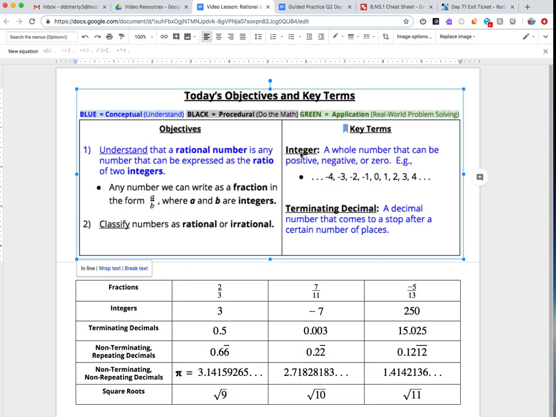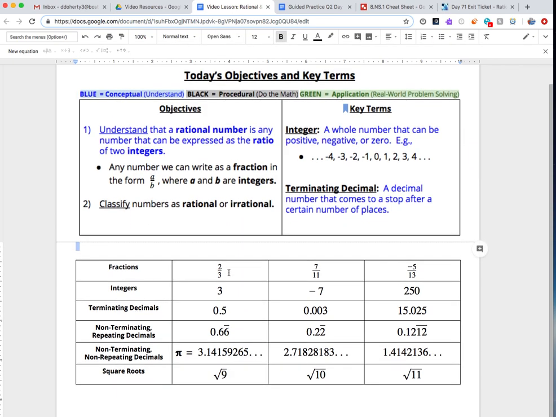We know from Monday that an integer is a whole number that could be positive, negative, or zero, and here's an example of a bunch of them. Our job today, once we understand this definition, is going to be classifying numbers as rational. Do they meet this definition? Can they be rewritten as a fraction? Or are they irrational? Is there no way to write this kind of number as a fraction?